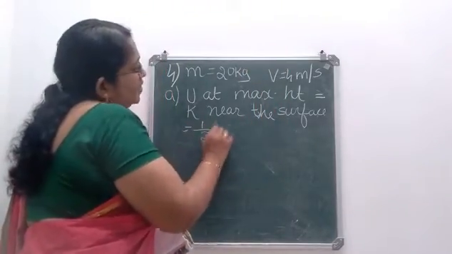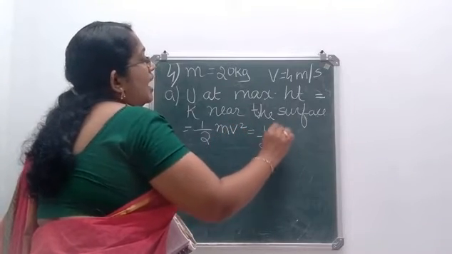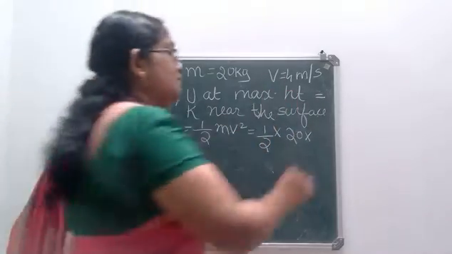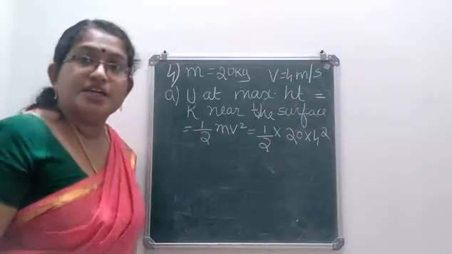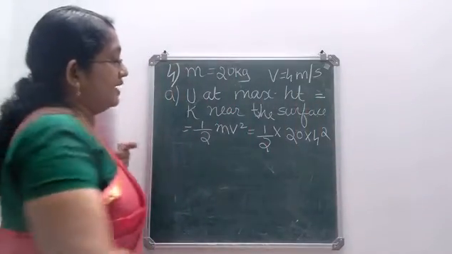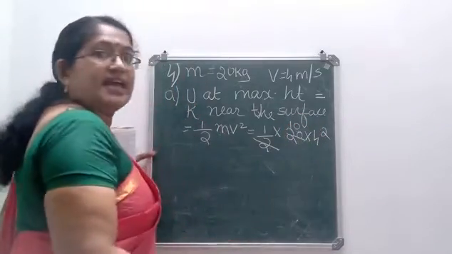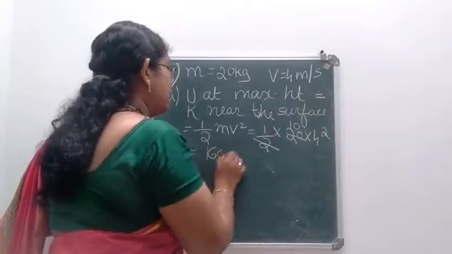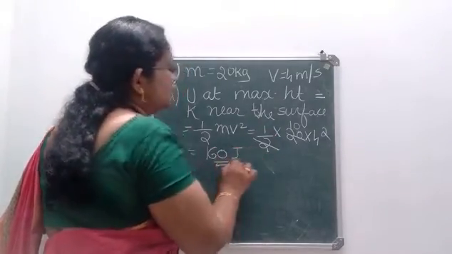So this will be equal to half mv square. Half into, how much is the mass? It is 20. Speed is given as 4. Since it is square, you should write it as 4 square. 2 and 20 gets cancelled. Here it is 10. 4 square is 16. Since 10 is there, 160. So your answer will be 160 joule.